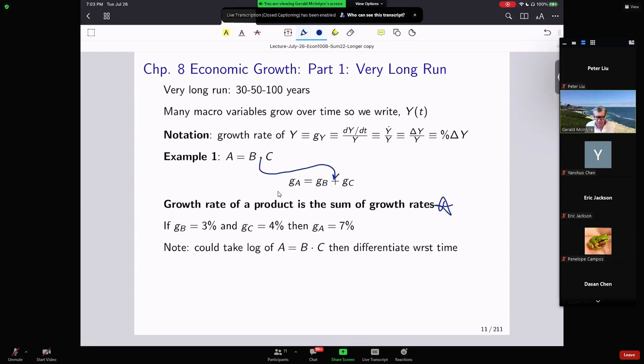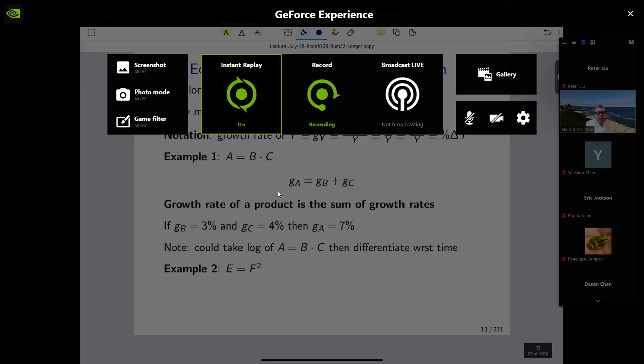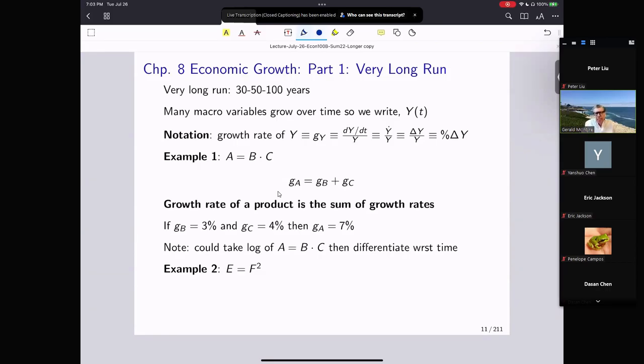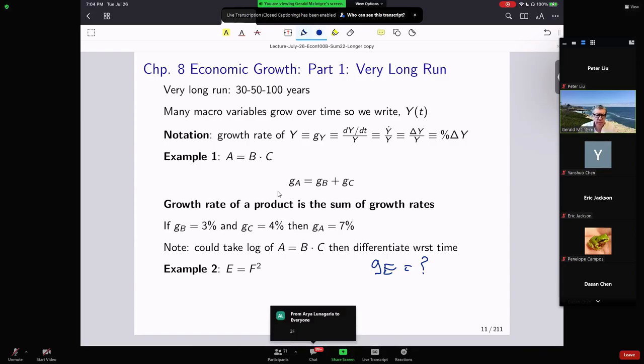Okay, this one. Next, suppose we have a variable E that we're interested in, and it's equal to F squared. Take a moment and tell me what the growth rate of E is. Someone pop that into chat. Yeah, that's right. If you look at chat, we have an answer. The growth rate of E is not 2F, it's equal to 2 times the growth rate of F. You've got to be careful, remember the notation.